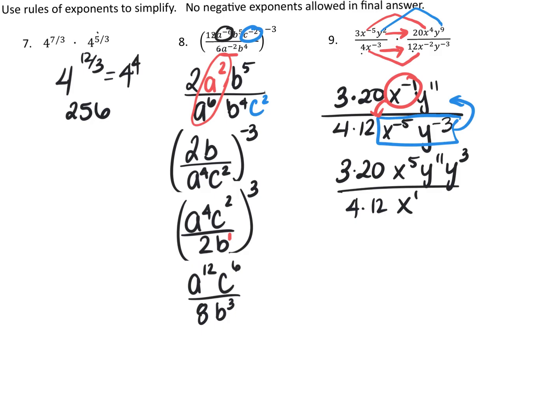Now I'm dealing with my numbers. 4 goes into 20 5 times, and 3 goes into 12 4 times. That's why I didn't multiply it out, because it's easier to simplify that way. I get 5, x to the 5th divided by x to the 1 is x to the 4th. 4 in my denominator, and y to the 11th times y to the 3rd is y to the 14th.